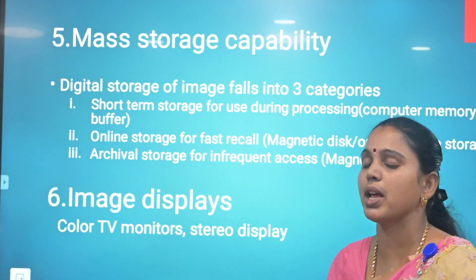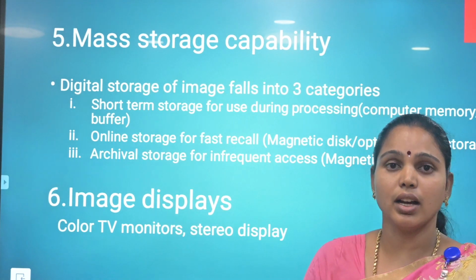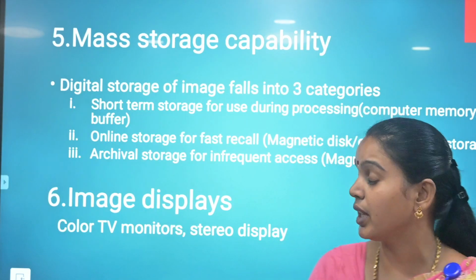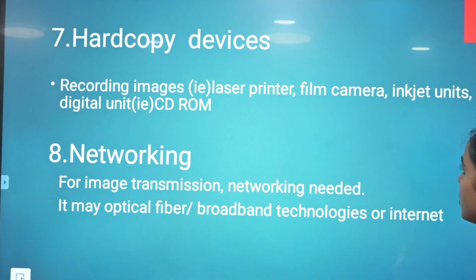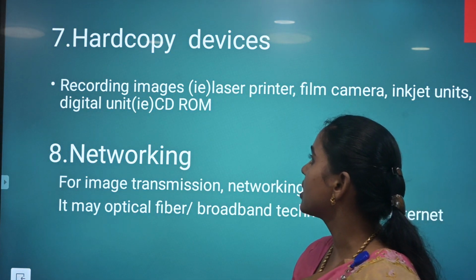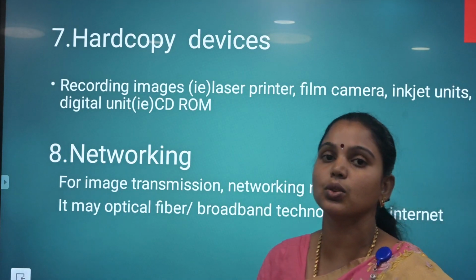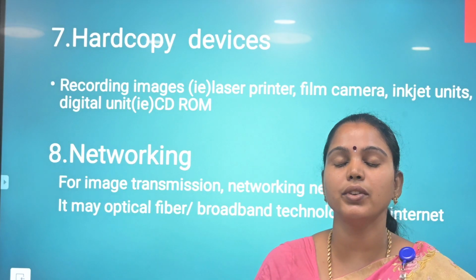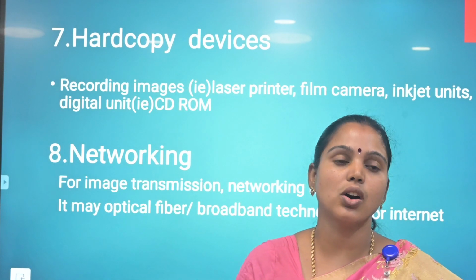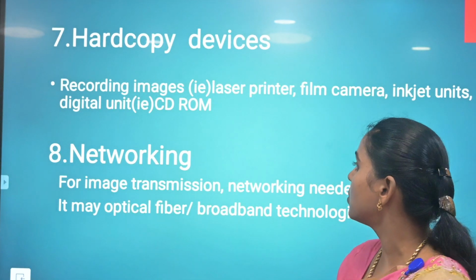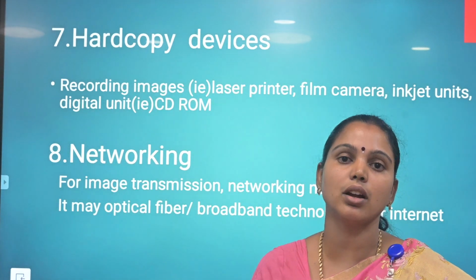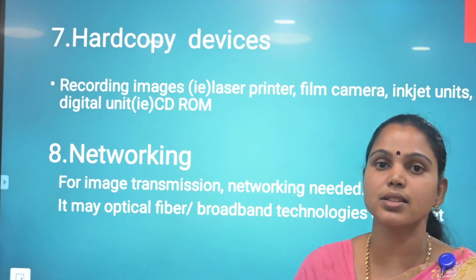And the image display, as I previously told, the display can be of anything like TV monitor or TV or stereo displays also we can use. And hard copy devices means to make a copy we need some printer, or for digital copy we can use some pen drive or CD-ROM, likewise we can use. And for networking we need optical fiber or broadband technologies such as internet.